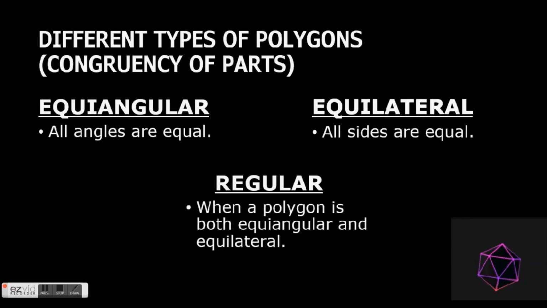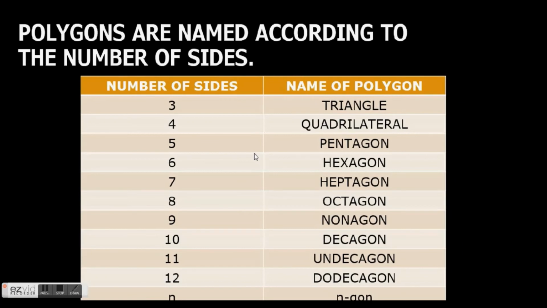And we also have what we call the regular polygons. These are polygons when they are both equiangular and equilateral, meaning pare-parehas yung measurement ng lahat ng angles at pare-parehas ang measurement ng lahat ng sides. Okay? Yun yung regular polygon natin.